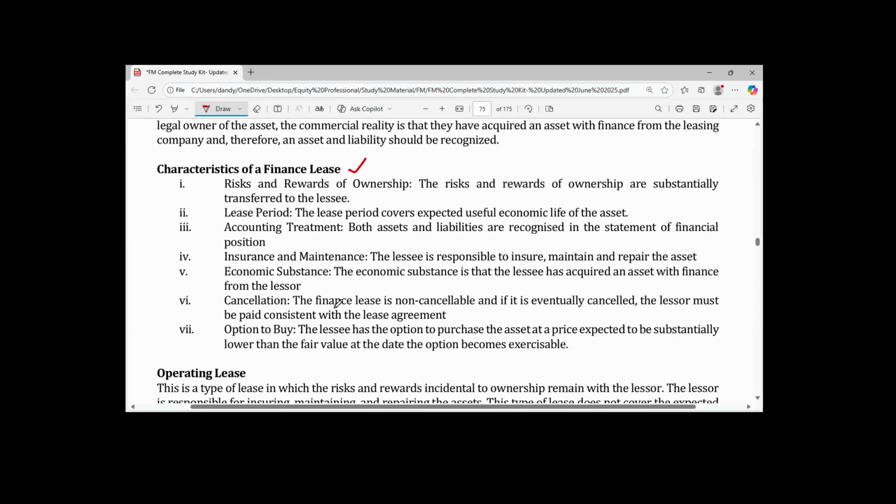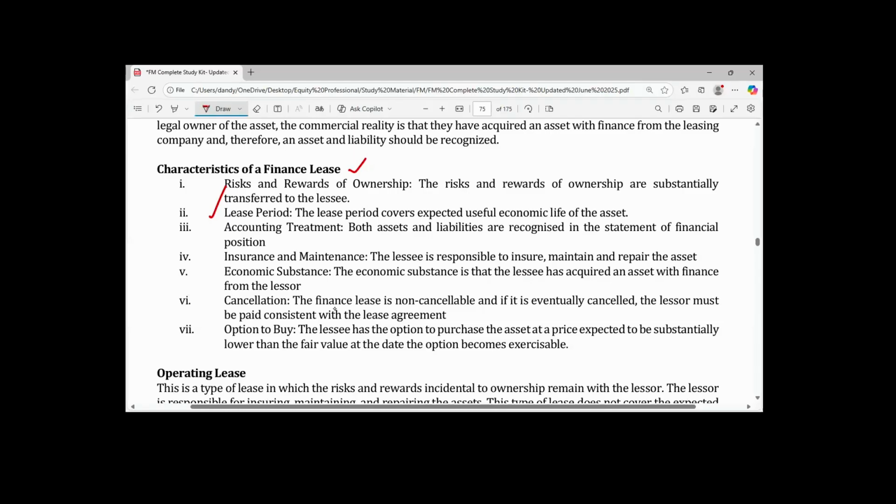Not only that, for the lease period of the leased asset, once you can establish that the lease period will cover the economic useful life of the asset, let's say for example 90% of the economic useful life of the asset, that means it's a finance lease. So that at the end of the lease period, the asset will just have a minimal amount and period left before it is finally disposed of. Now, that is for lease period.